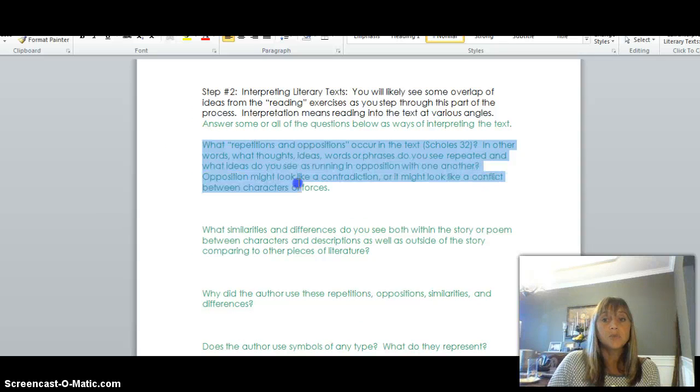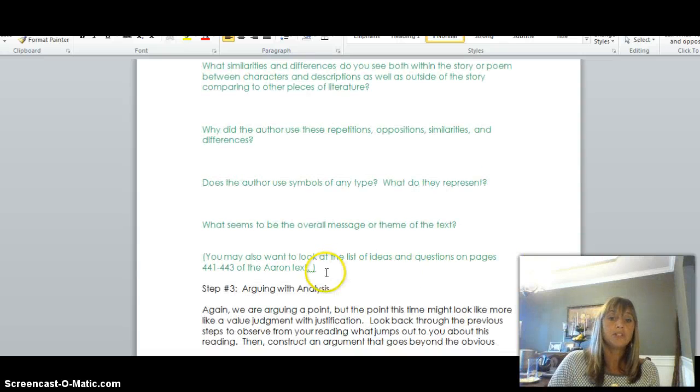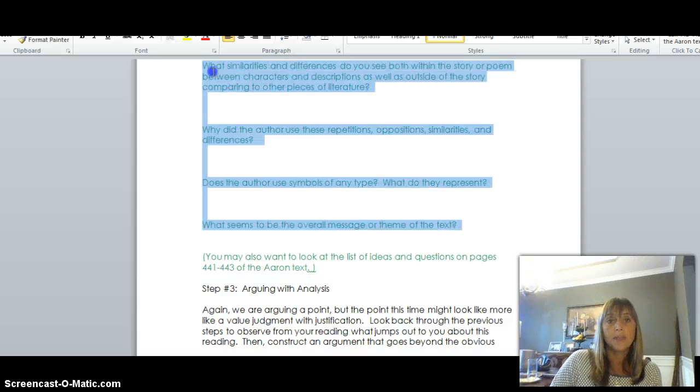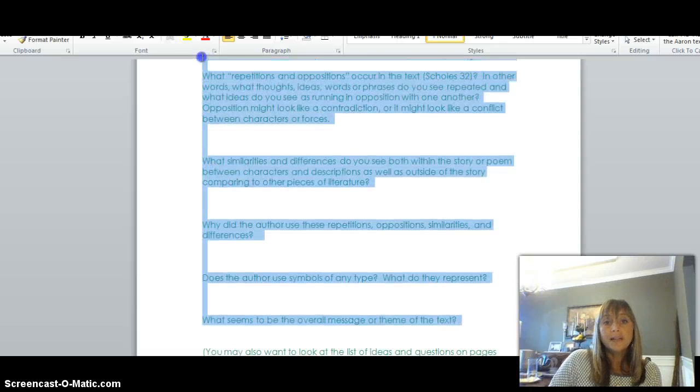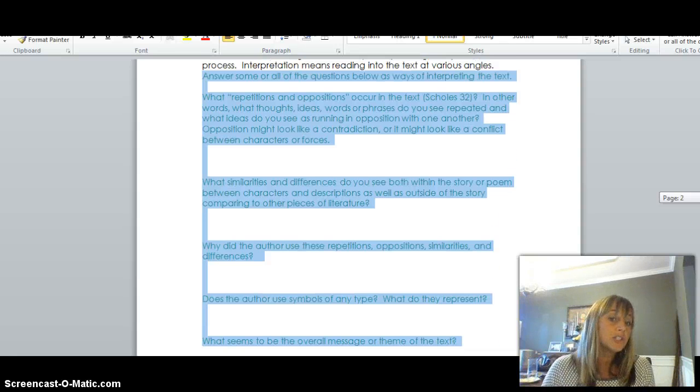All of the questions in green are ways of interpreting. And again, this Scholes 32 is just my resource. Once you take, this is where the extra questions are if you feel like you need them. On these, if you answer none or I don't see any, you're probably not going to have enough to write about for your actual analysis. So stretch a little bit.